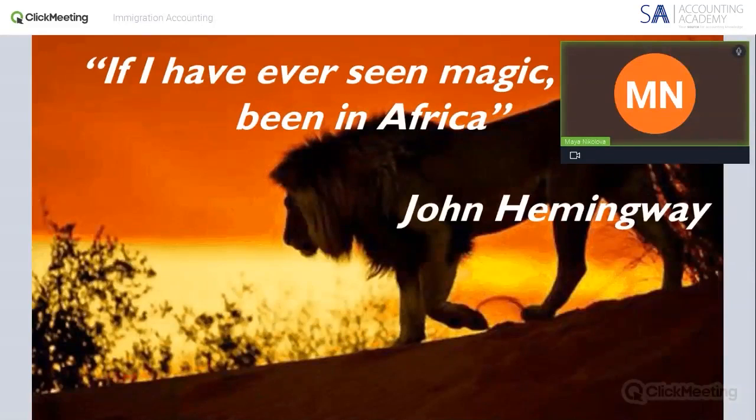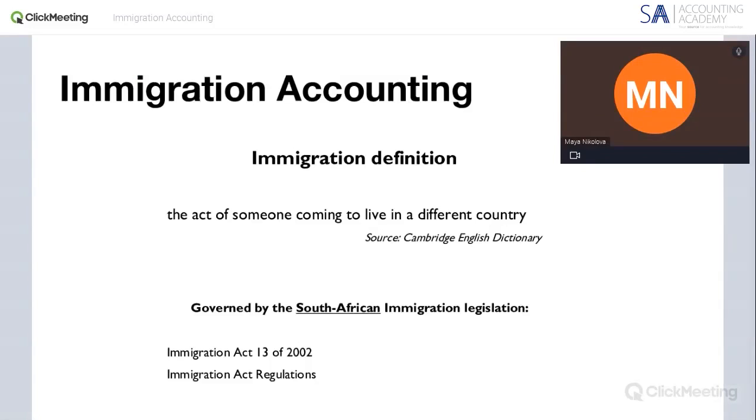And I want to start with a wonderful saying by Ernest Hemingway that if I have ever seen magic, it has been in Africa. Right, so immigration accounting is a term made of two words that seem incompatible with one another, but let's look into each word from a semantic perspective and see how they tie together and look at it from our perspective.